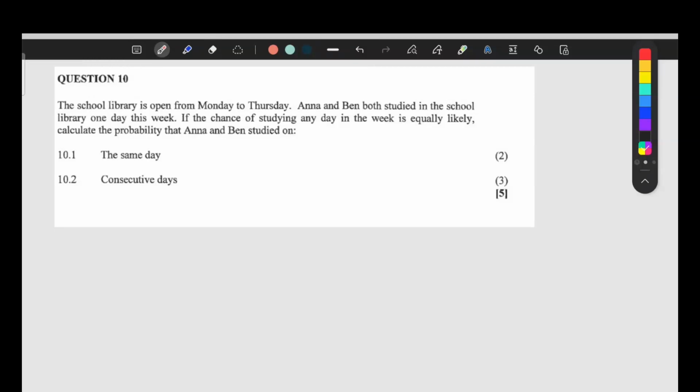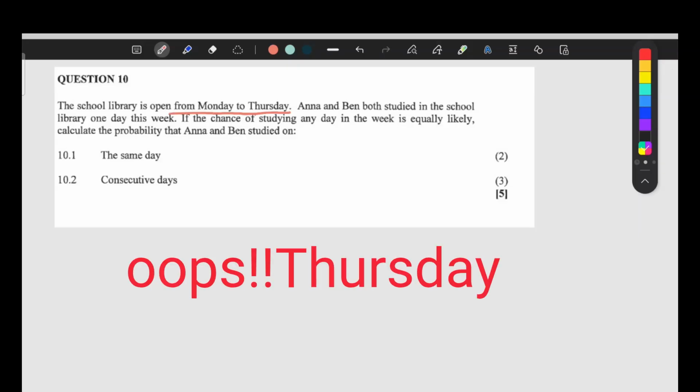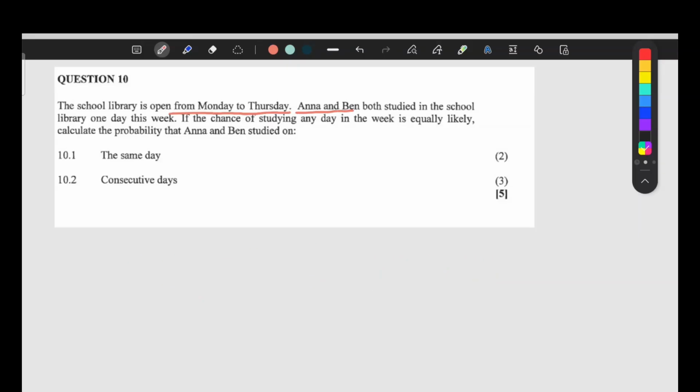Question 10 is probability, eh? So let's read the question. The school library is open from Monday to Thursday. Anna and Ben both studied in the school one day this week. If the chance of studying any day in the week is equally likely, calculate the probability that Anna and Ben studied on the same day.